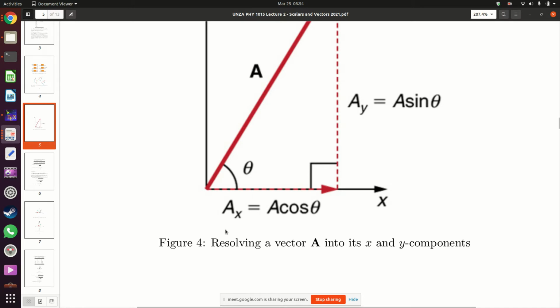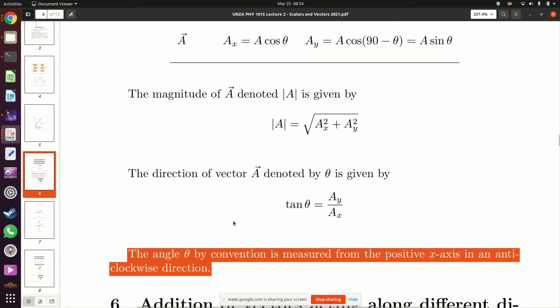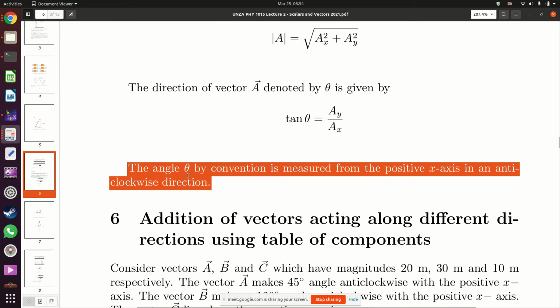Since we have agreed to measure angles in an anti-clockwise direction, these angles are positive. Any angle which goes in a clockwise direction is going to have a negative sign, showing you that the angle is pointing in a clockwise direction.